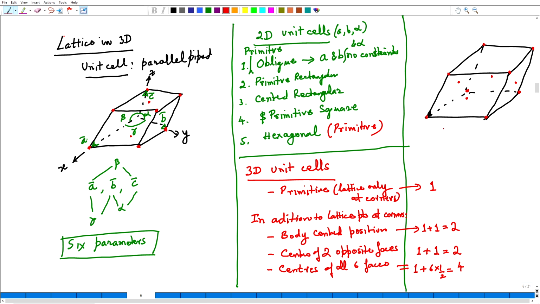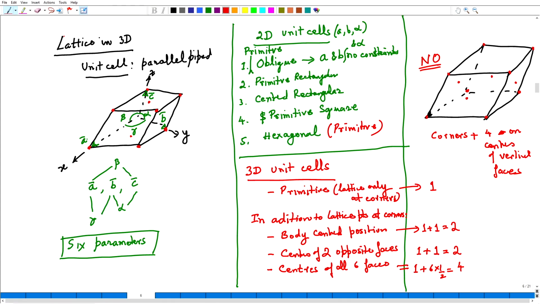So, I have essentially added corners plus 4 centers of vertical faces. Is this allowed? Well, the answer is no to this, because this will violate the translation symmetry, or that every lattice point must have identical environment as we had discussed in the last class. And I will leave this to you to verify that this is indeed not a lattice.